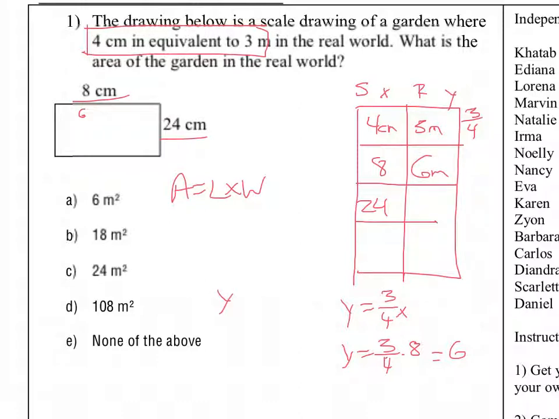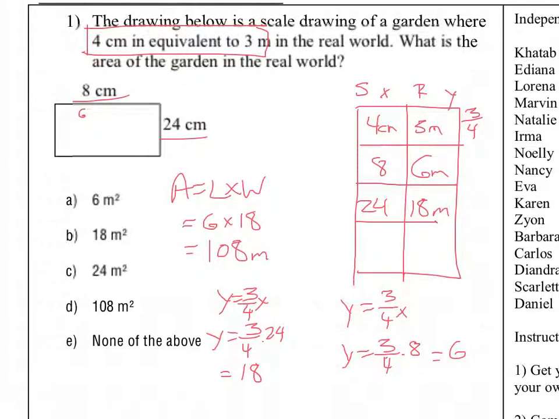And y equals 3/4 times x, which is y equals 3/4 times 24. And that's going to give us 18. So our length and width are 6 times 18, and that's going to be equal to 108 square meters.